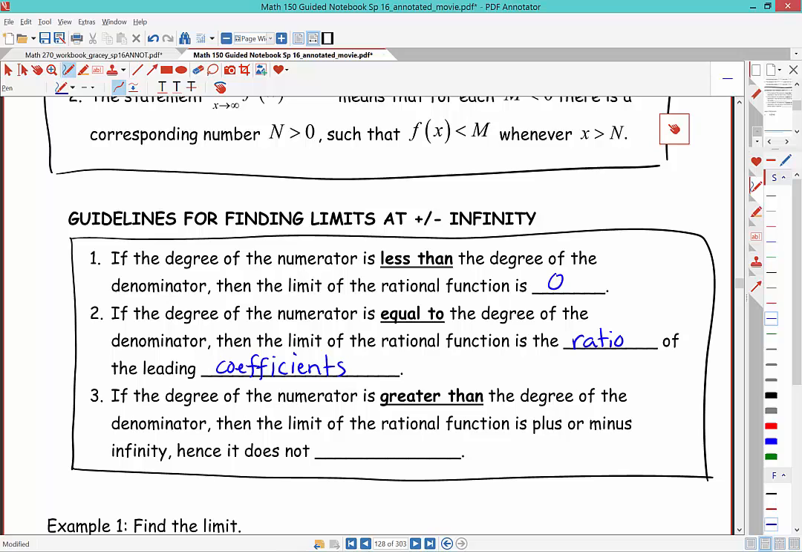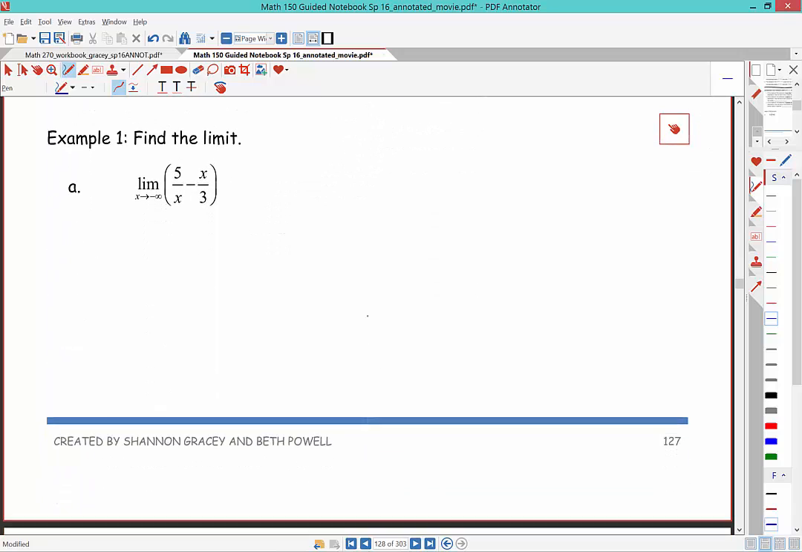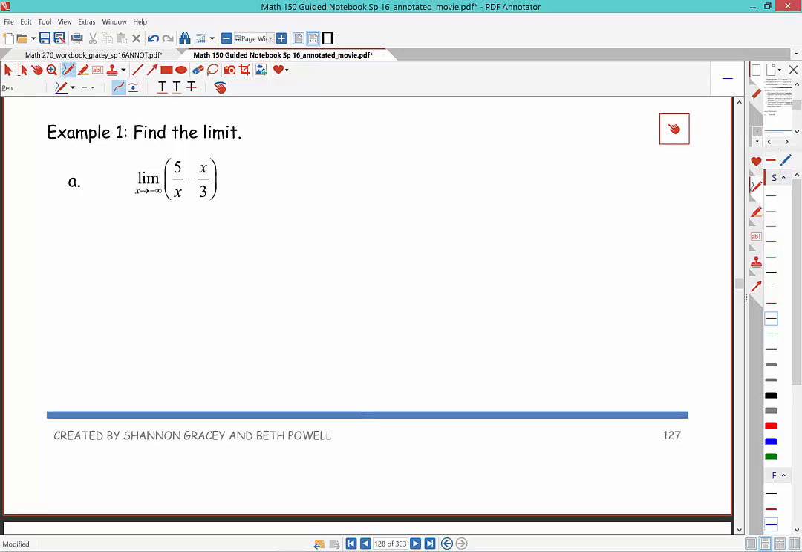And if the degree of the numerator is greater than the degree of the denominator, then the limit of the rational function is plus or minus infinity. Hence, it does not exist. But we often want to know whether it tends towards infinity or negative infinity if we're curve sketching. Okay, so here we go. I'm going to show you the long way of finding these limits, and then we will continue on to some curve sketching at the end.